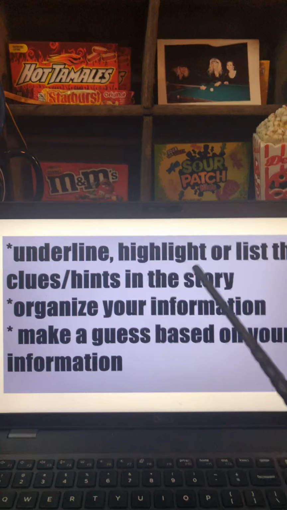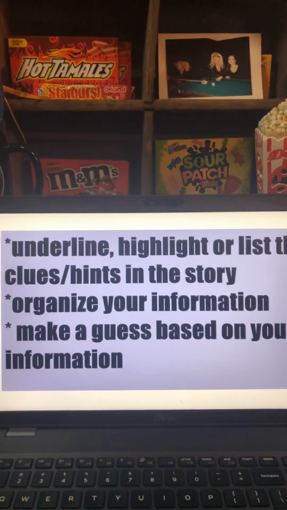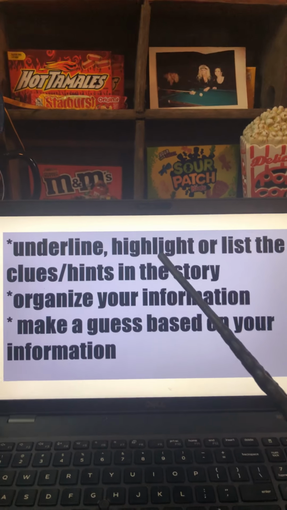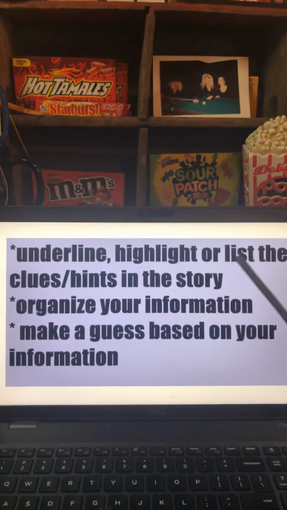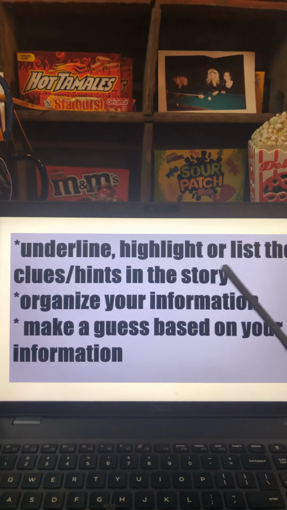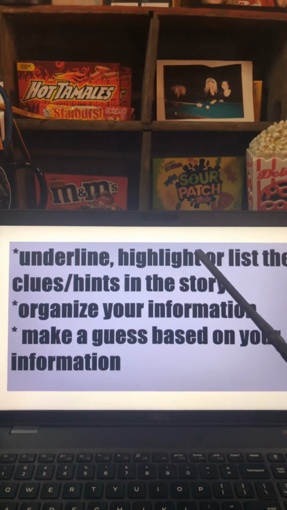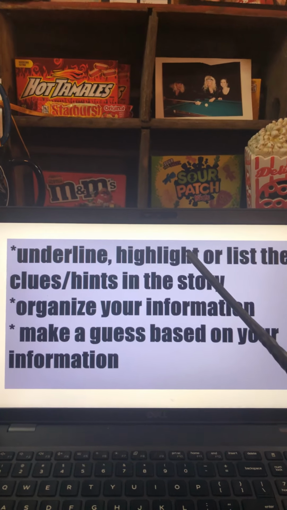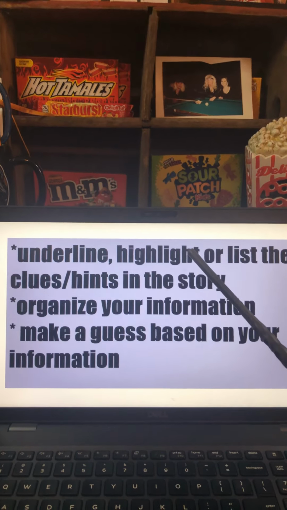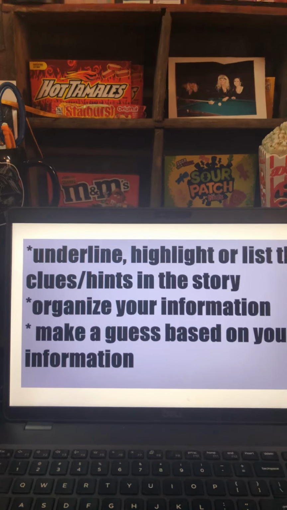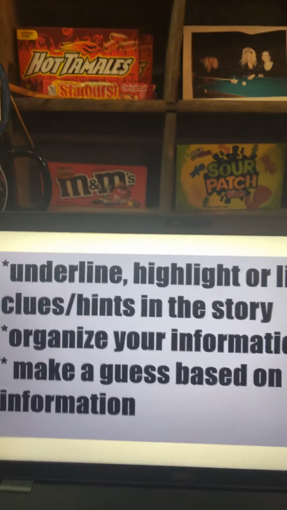So this is a good thing to do. Once they've asked you the question, you go back and look for hints or clues throughout your story, and then you either underline them or use your highlighter or make a list of those clues or hints that go with whatever the question is. Then you want to organize your information. You can make a list, you could draw a graphic organizer, you could make a T-chart, a foursquare, all kinds of different graphic organizers to put that information in to help you decide what the answer is. And then you make a guess based on your information. That means you're going to draw a conclusion, you're going to guess according to what your information is.